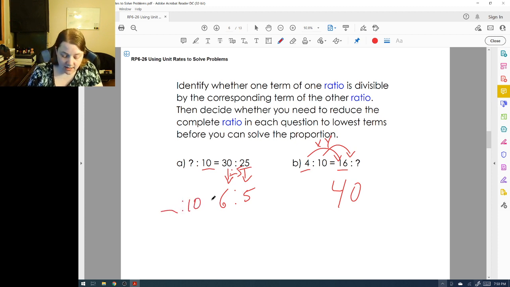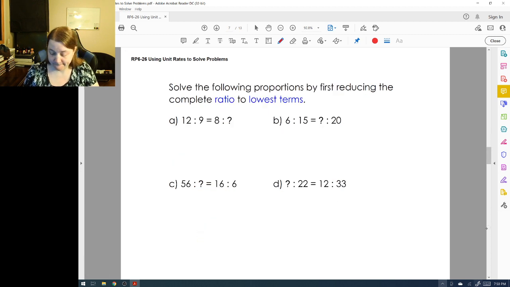Blank to 10 is the same as 6 to 5. Well, I know that 5 times 2 is 10, so 6 times 2 is 12.